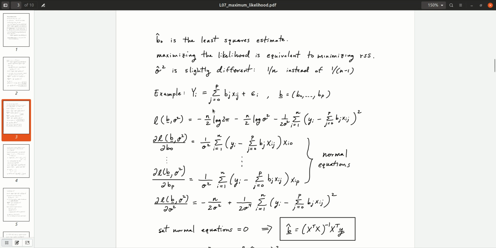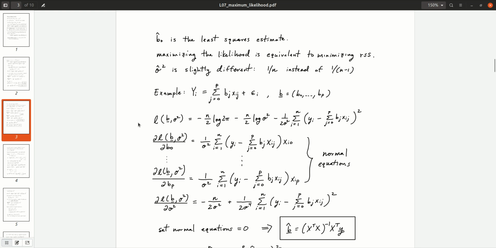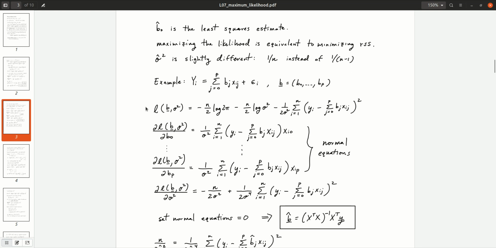So yi is the sum from j equals 0 to p of b sub j xij plus epsilon i. This b is the vector where we collect all those regression coefficients. And we have the same assumption on the epsilon i's, that the covariance matrix is sigma squared I. The log likelihood, I'm not going through all the steps, but the determinant is going to be exactly the same if the covariance matrix is the same, sigma squared I.